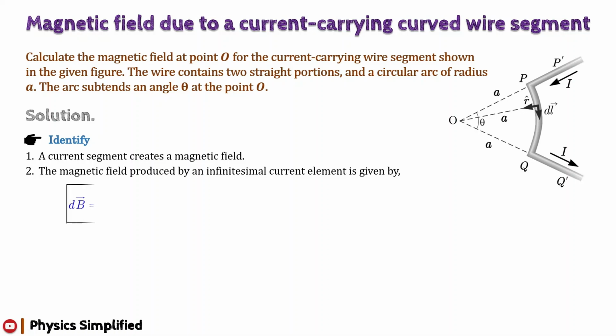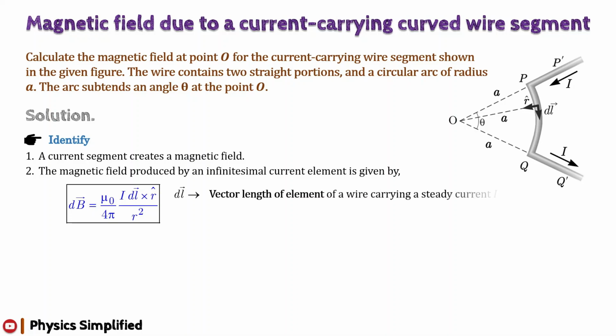Vector dB is equal to mu0 by 4 pi times I vector dl cross r hat divided by r squared. Here vector dl is the vector length of element of the wire carrying the steady current, while I times vector dl is the current element of the wire. Remember, r hat is the unit vector from the current element to the given point.